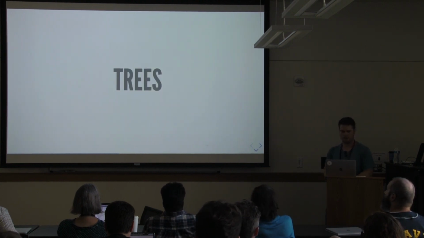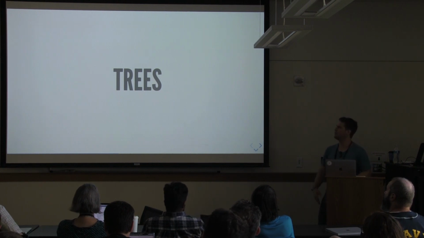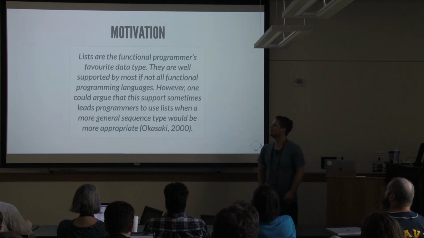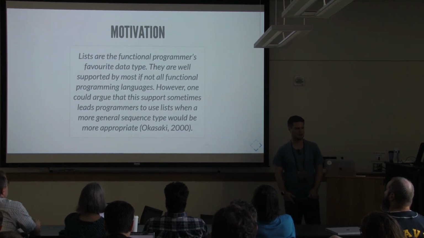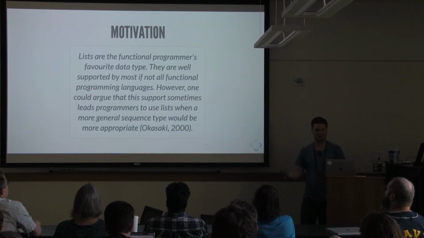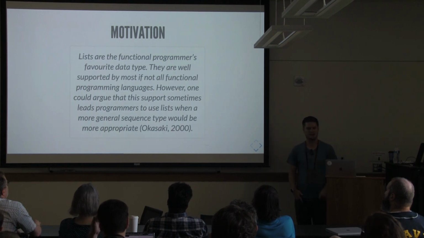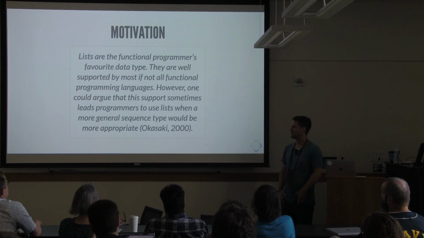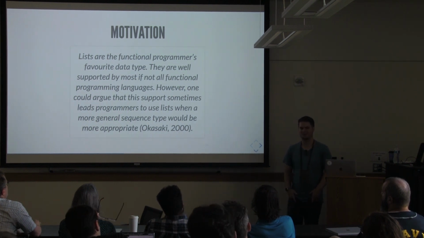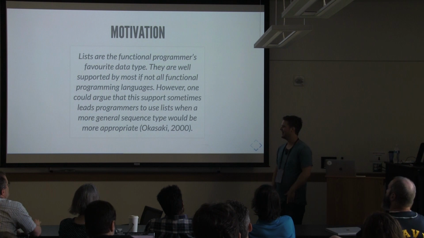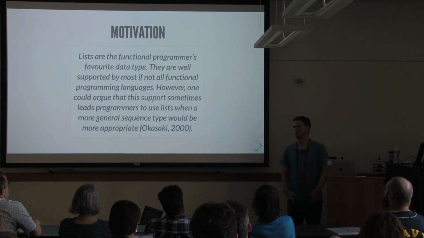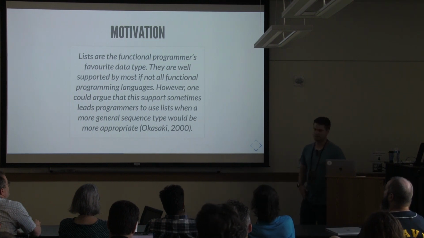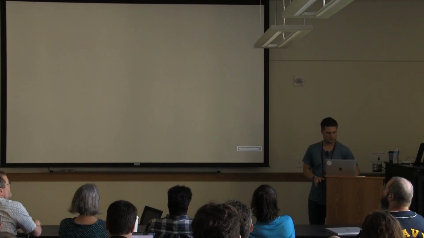Okay, so let's talk about trees. And I'm going to motivate trees a little by a quote from Okasaki here, where he said, lists are the functional programmer's favorite data type. They're well supported by most, if not all, functional programming languages. However, one could argue that this support sometimes leads programmers to use lists when a more general sequence type would be more appropriate. I think this is definitely true. And it turns out a lot of those better data types end up looking a lot like trees. And we can talk about why.